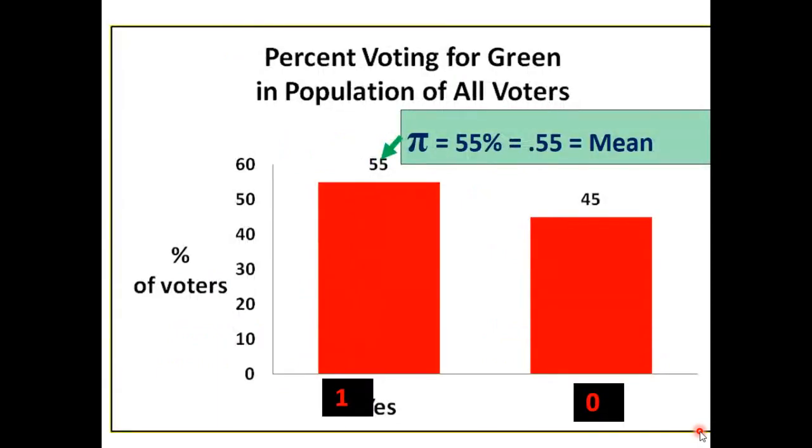This is the population distribution, which we saw before. It represents the results for all 8 million voters in East Virginia. Each voter is assigned a value of 1 or 0, depending on whether the voter plans to vote for Christina Green or not. If we take these 8 million ones and zeros and average them, we get the mean pi. In this example, pi is 0.55.